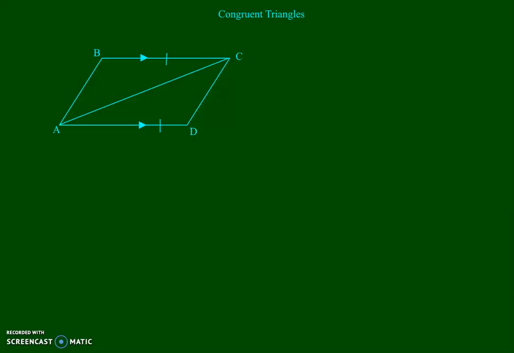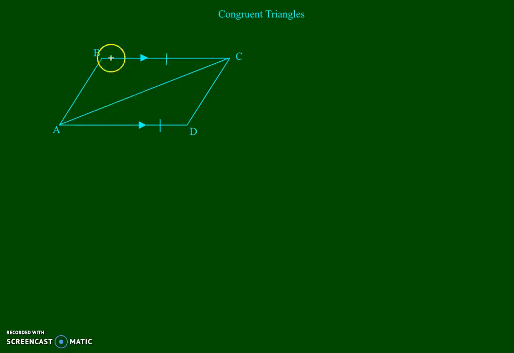This is part 5 of the series Congruent Triangles. We're going to start this session with some examples on using the three triangle congruence postulates: side-side-side, side-angle-side, and angle-side-angle.